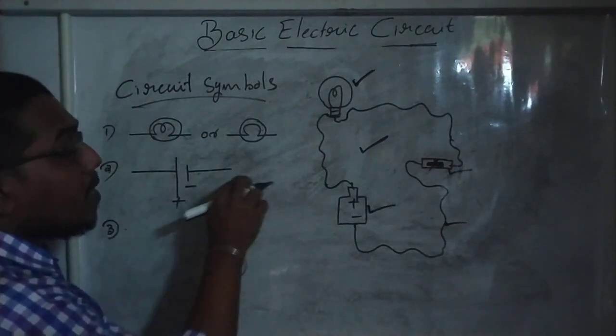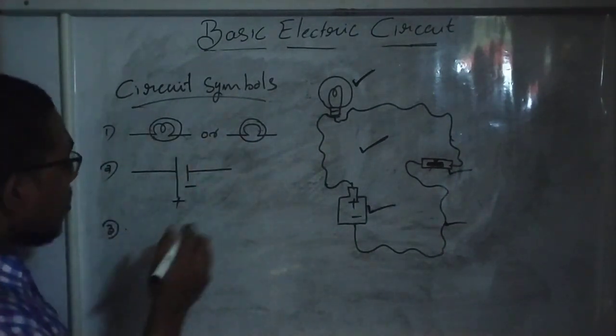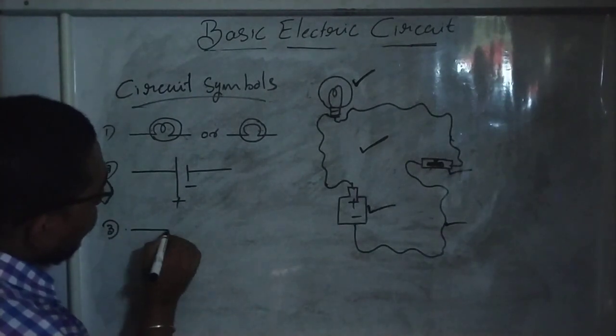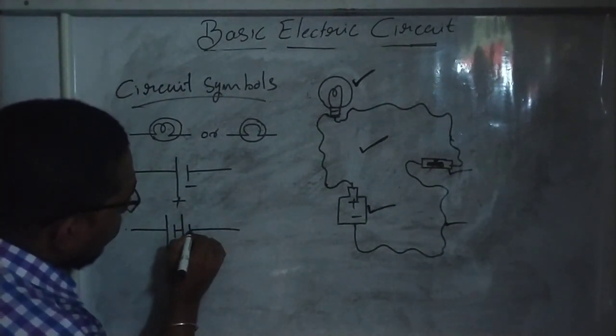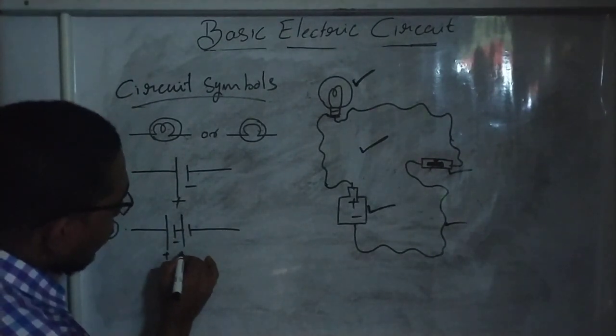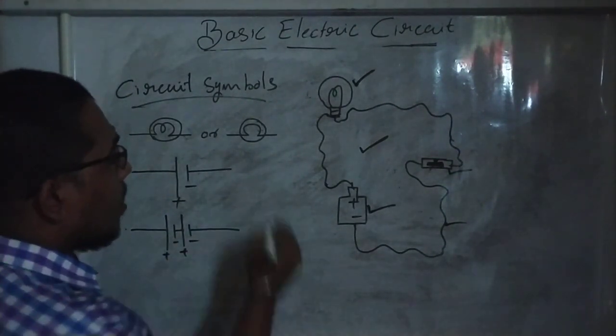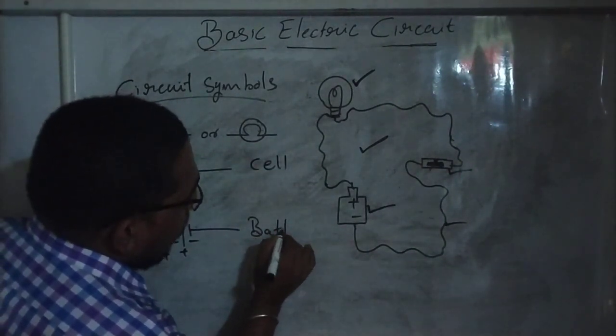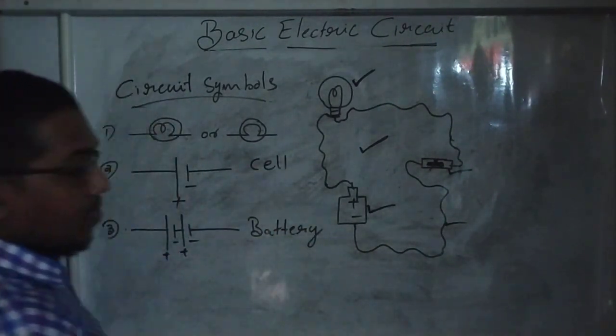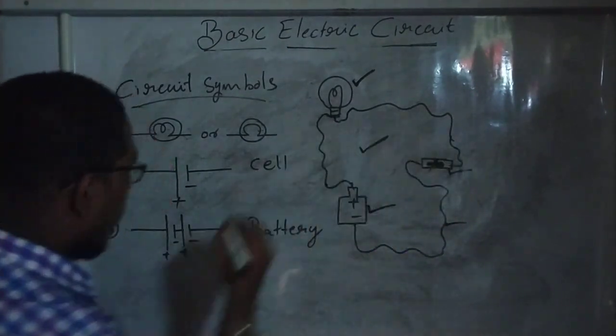The next one, battery. Battery means combination of cells, more than one cell together. So this is what we call a battery, with positive and negative terminals. Okay, this one is a cell, and the second one is a battery. Next one, electric switch.